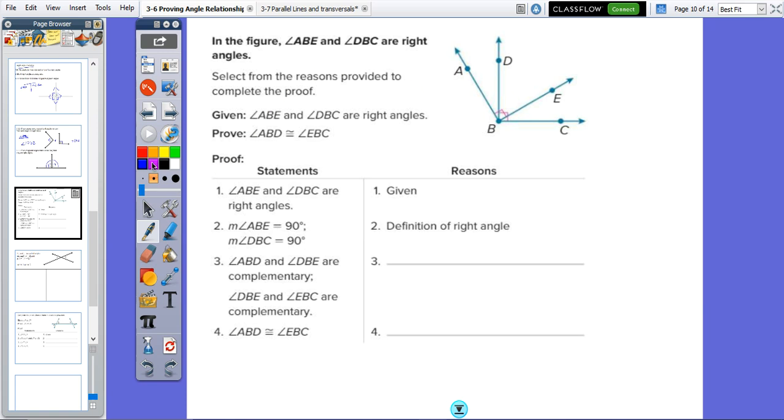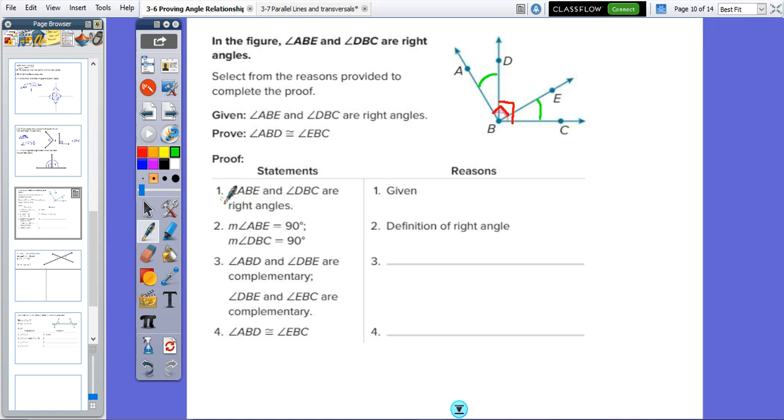So on this proof, they tell us that our given is that ABD, this angle right here that's kind of slanted, the two angles together form a right angle. And DBC, these two right here, also form a right angle. If you look at this, they both share this right here. So the question is, how can we prove that ABD, this little angle over here, and EBC, this angle over here, are congruent? Can we prove that? Well, let's see.